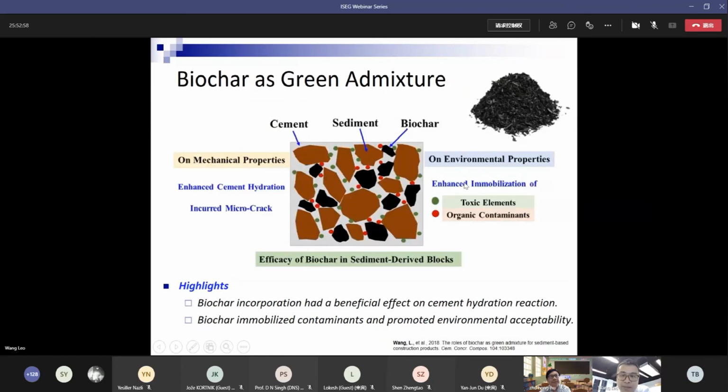For some sediment with a high content of organic contaminants such as PAHs and PCBs, the cement is not very efficient. So we add some biochar to benefit the immobilization of such organic contaminants. Biochar also has a beneficial effect on the cement hydration through the internal curing effect. So biochar immobilizes contaminants and promotes environmental acceptance.